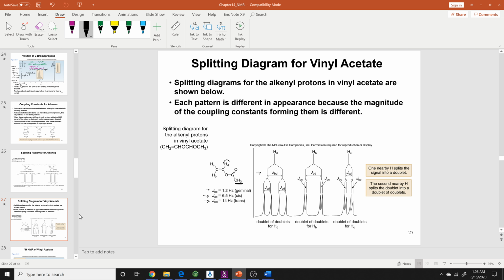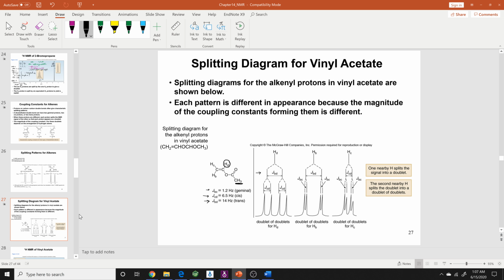So for proton D, if I want to consider the splitting diagram, proton D can be split by proton C and proton B. Now, proton B is trans to it, so I'm going to start with proton B splitting proton D, because proton B is going to have the highest coupling constant in there. So this is proton D. Proton D will be split by proton B into n plus 1, so 2 peaks. And that will be the coupling constant BD.